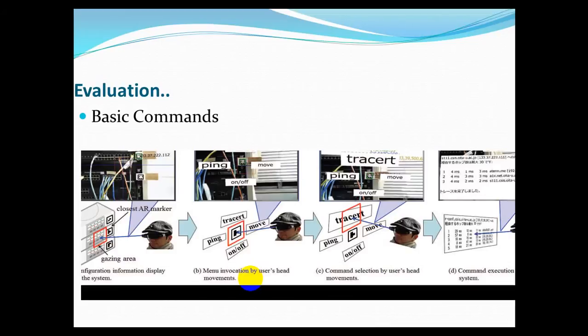The system executes the selected command, and then the user can perform these operations freehand. When he or she selects a command, the system invokes the command with the IP address of the currently focused switch to verify the reachability from the mobile host to the switch. And then the result is displayed on the captured marker position in the gazing area.